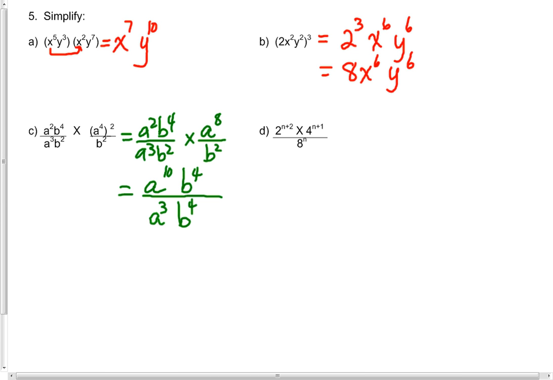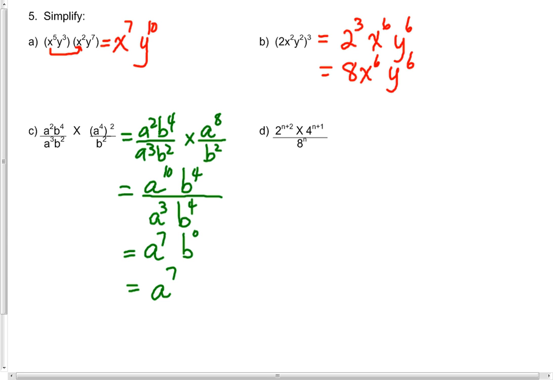Now I have division. Keeping the a's and b's separately, I have a to the 10th divided by a cubed, subtract the exponents, a to the 7th. b to the 4th divided by b to the 4th. Well, it's the same thing, so you would just cross them off. Or remember that you keep the base, subtract the exponents, b to the 0. Anything to the 0 is 1. So my final answer is a to the 7th.